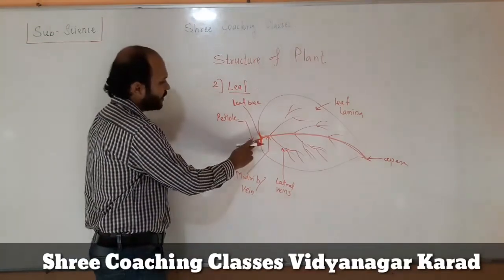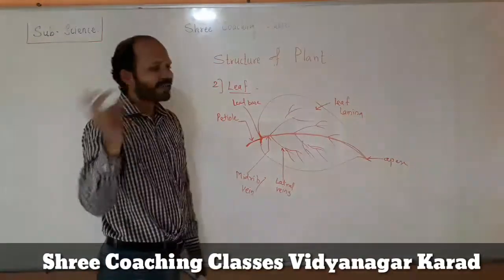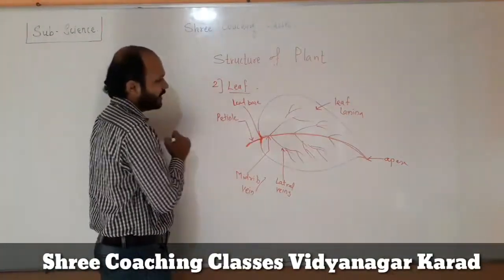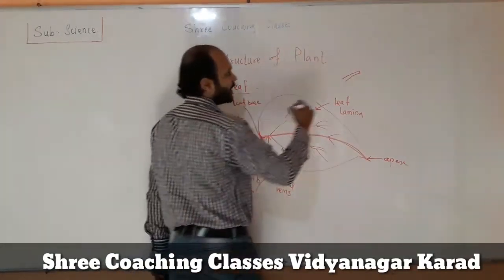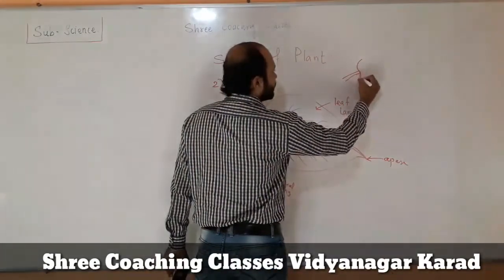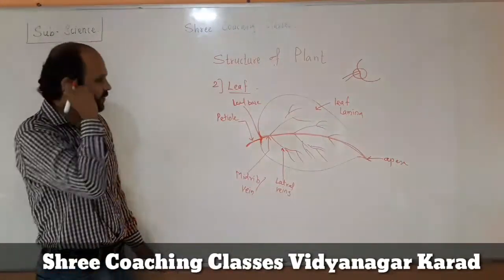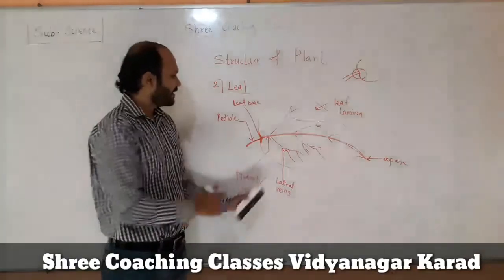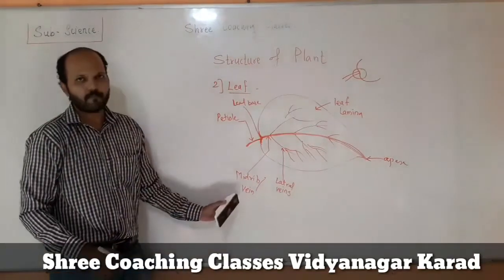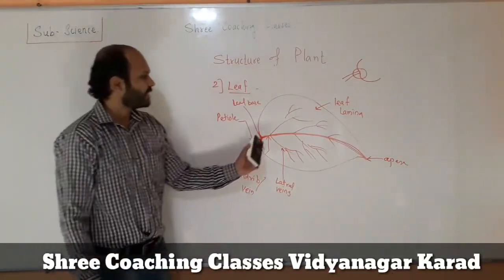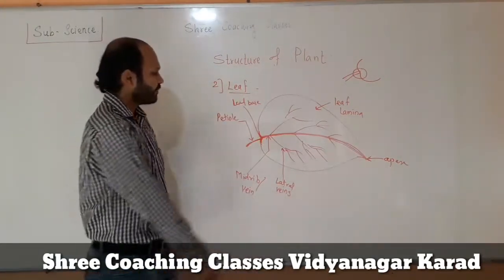Then above the petiole, the stalk, where the lamina starts, that portion is known as the leaf base. On this is the midvein, or we can say midrib, the main vein. This main line is known as the main vein or midrib.